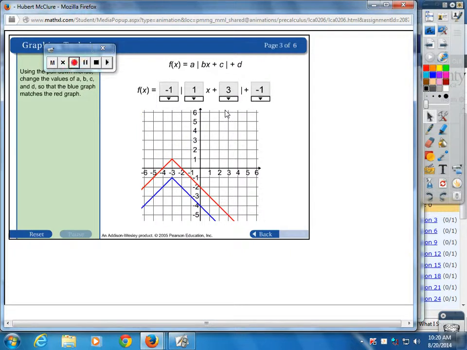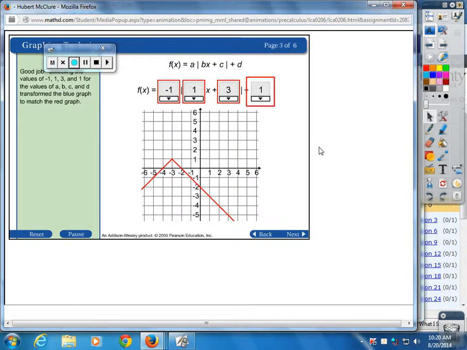Look there. Isn't that special? And your vertical shift is always going to be out here by itself. So let's go with positive 1. Good job. Selecting the values of -1, 1, 3, and 1 for the values of A, B, C, and D, transform the blue graph to match the red graph.